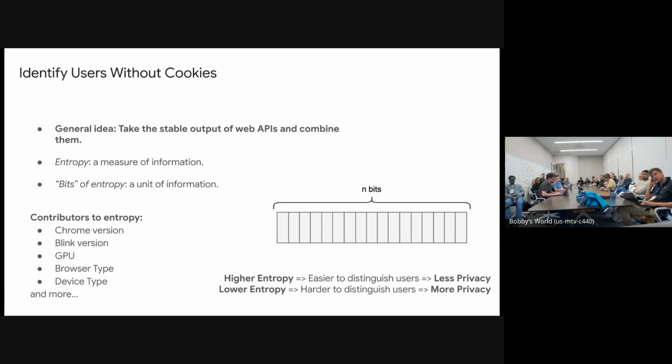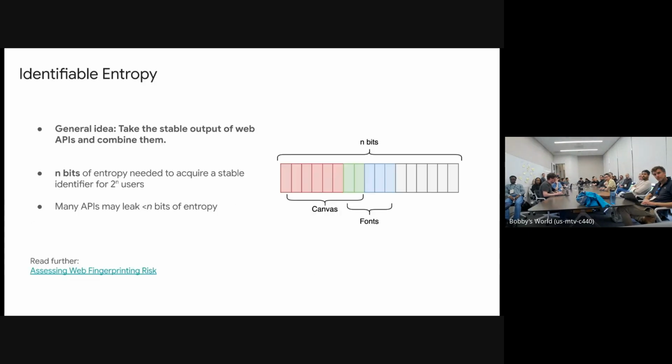This n bits that you see here is the number of bits that you need to uniquely identify a user, and this n is dependent on the population of web users. We noticed that this n bit correlates with 2 to the n web users. So let's say I had 16 web users in this particular case, then it really only needs 4 bits of entropy to get some sort of stable identifier.